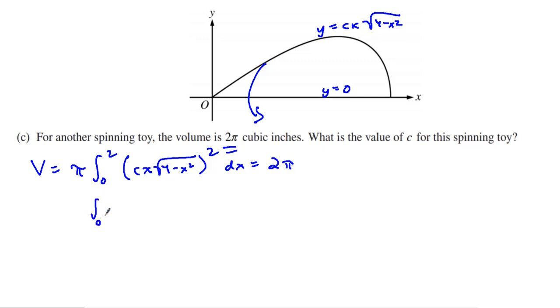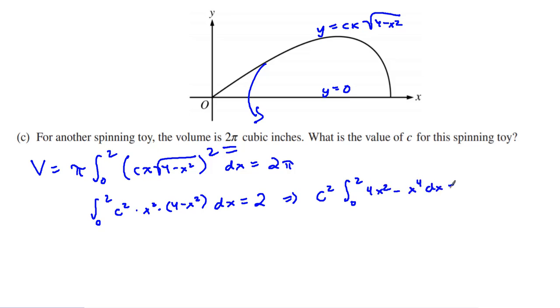So we have the integral from 0 to 2 of c squared times x squared times 4 minus x squared dx, and that's equal to 2 because I divided the pi on that side. So let's keep going. We're going to bring out the c squared because that's a constant, and let's distribute this. We have 4x squared minus x to the 4th power dx, and that's equal to 2. I think we're doing pretty good so far.